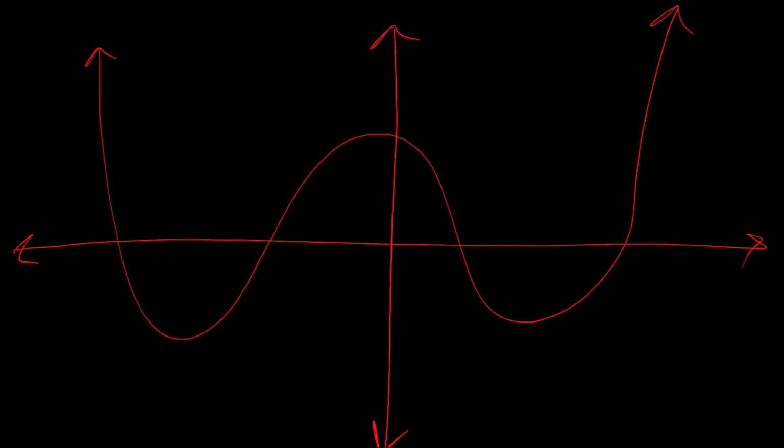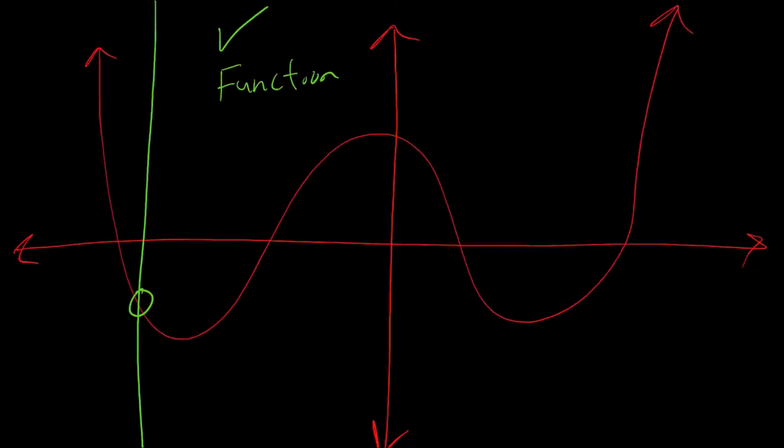To be able to determine if this is a function, I would take a vertical line. Take a vertical line, imagine that's straight. If that line is touching more than one spot at a time, notice it's only touching right there, then it would not be a function. If it's only touching one, it's a function. So we're okay. This is a function.